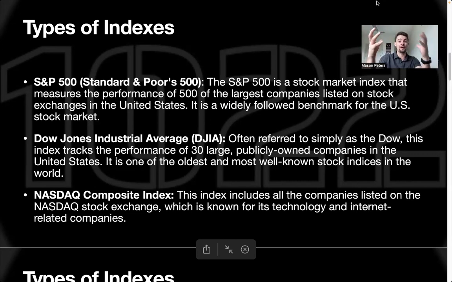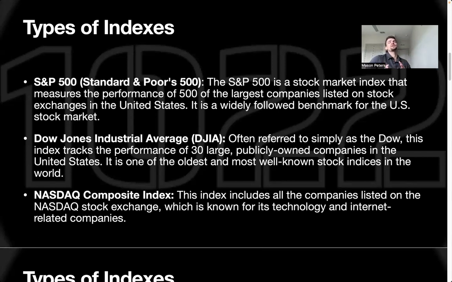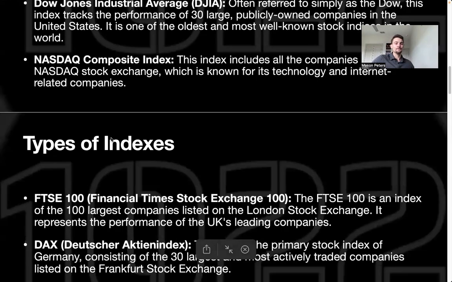The S&P is 500 large companies, and then the NASDAQ Composite Index is all the companies listed on the NASDAQ stock exchange, known for its technology and internet-related companies. They also have the NASDAQ 100, which is made up of the largest 100 tech stocks in America. These are your three basic and most prominent indices that you can trade and monitor every single day, month, year, and decade.